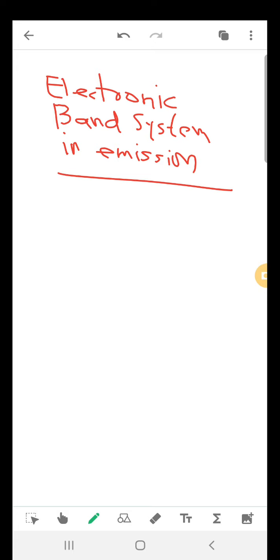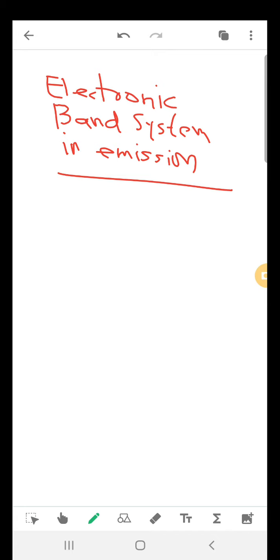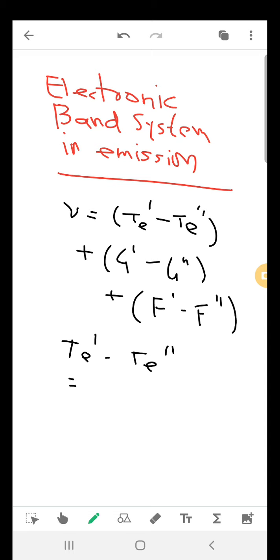Now the wave number arising from electronic transition is given as ν = (Te' − Te'') + (G' − G'') + (F' − F''), where Te' − Te'' is a constant for a given electronic transition.